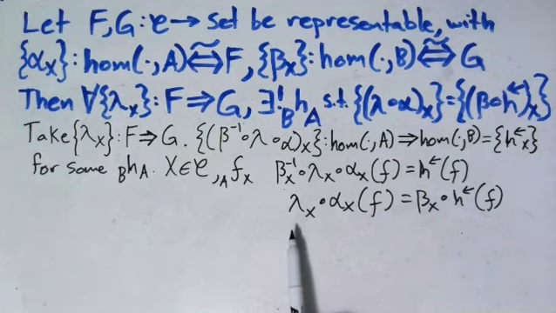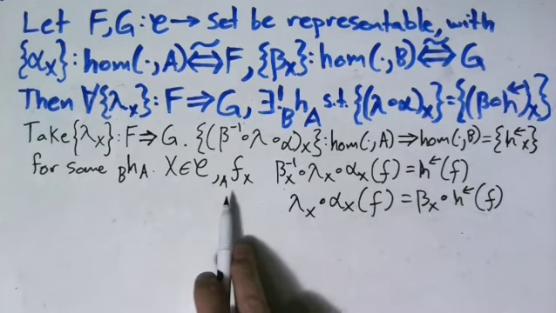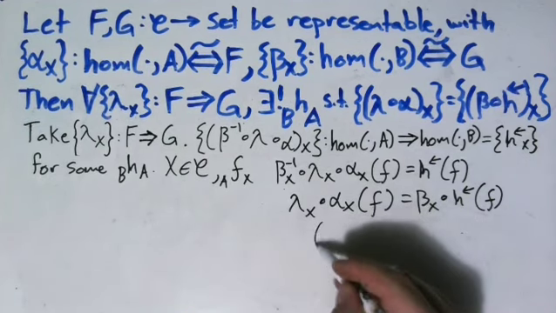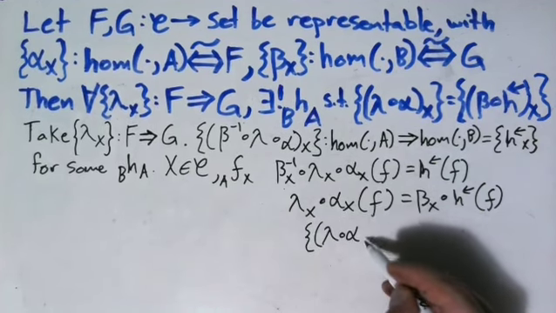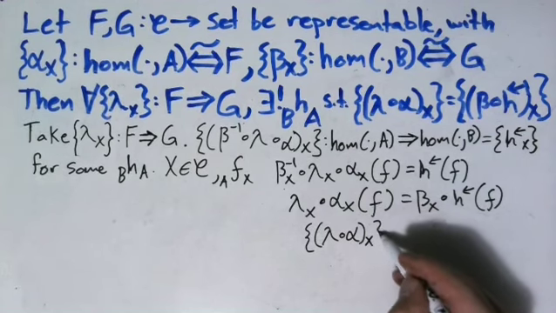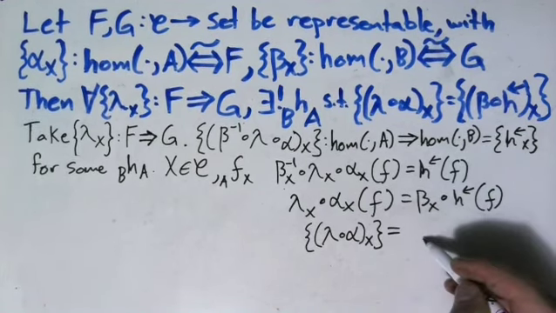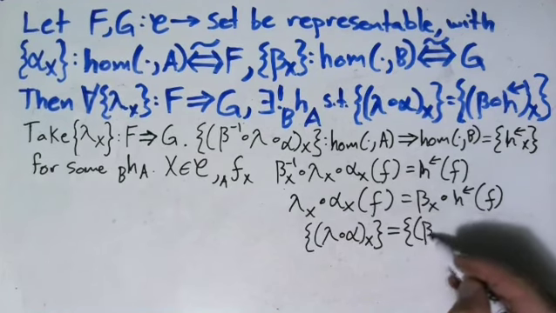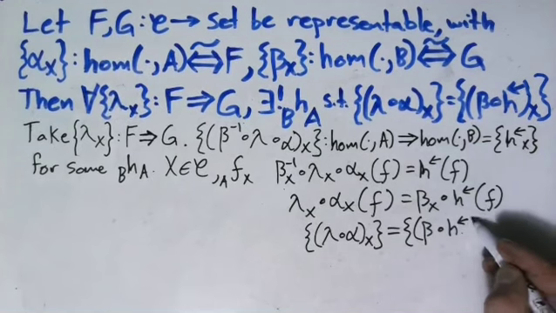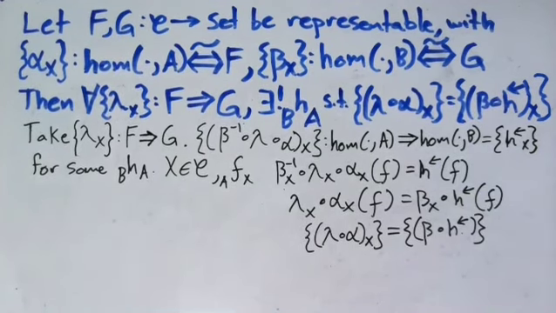But what that proves is that this natural transformation composition is equal to this natural transformation composition, because this is for any f. So what that means is that we have lambda after alpha is equal to beta after "followed by h" as natural transformations. And that's what we needed to prove. So we have such an h, and all we need to do now is confirm that it's unique.